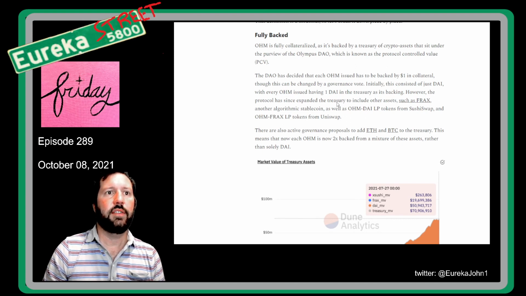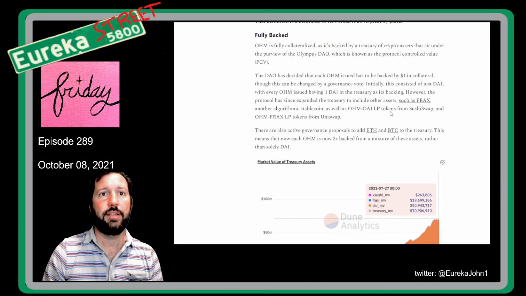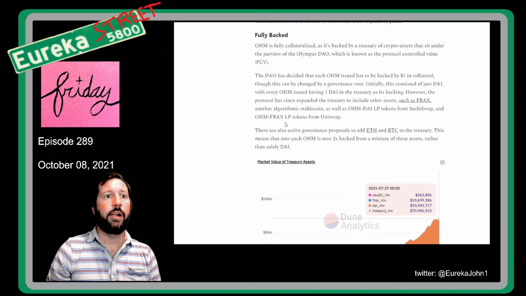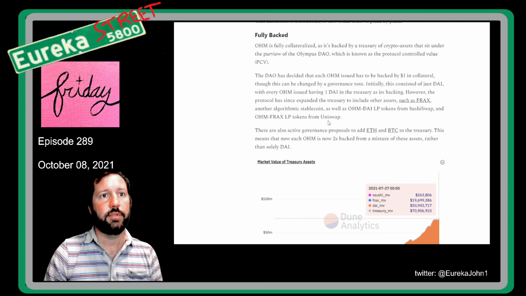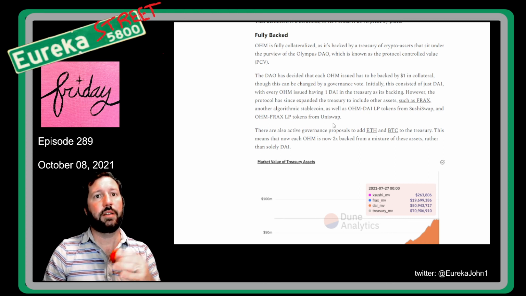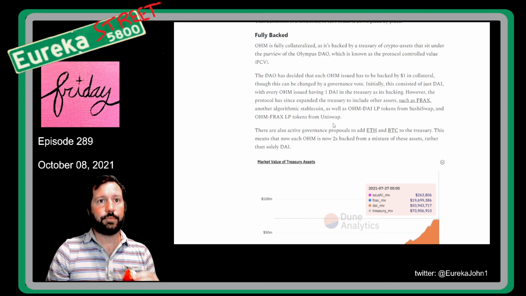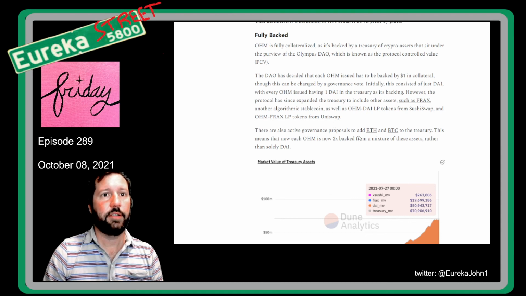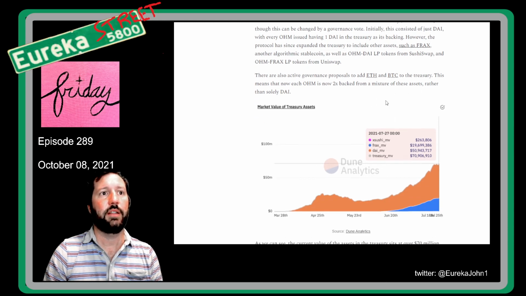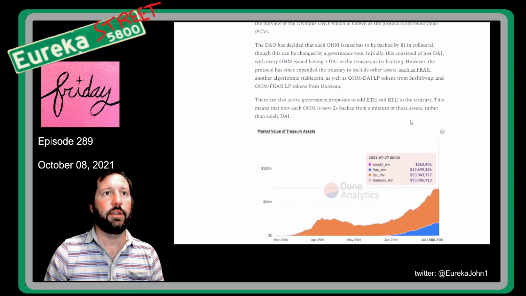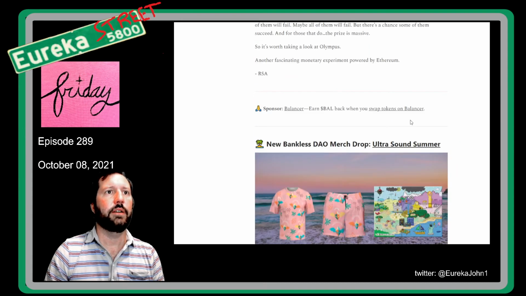However, the protocol has since expanded the treasury to include other assets such as Frax, another algorithmic stablecoin, as well as OHM DAI liquidity pool tokens from SushiSwap, and then OHM Frax liquidity pool tokens. Okay, so you would own these liquidity pool tokens, but there is also an active governance proposal to add Ethereum and Bitcoin to the treasury. This means that OHM is now backed by a mixture of these assets rather than solely DAI. All right, so when was this written?